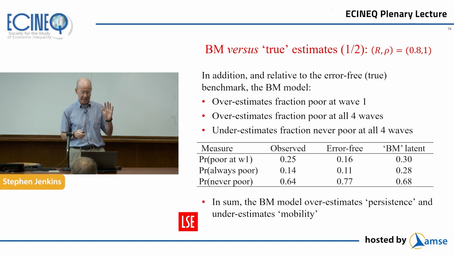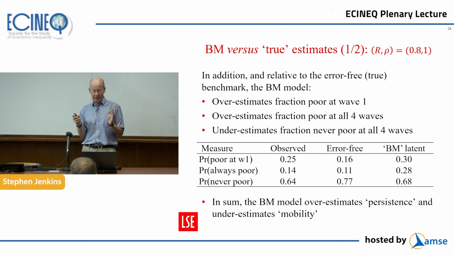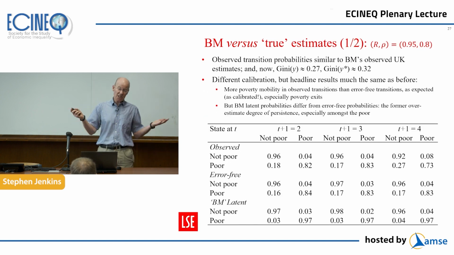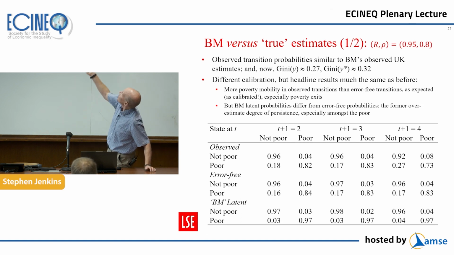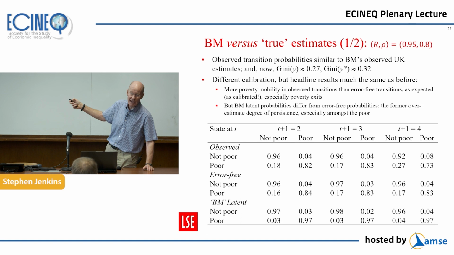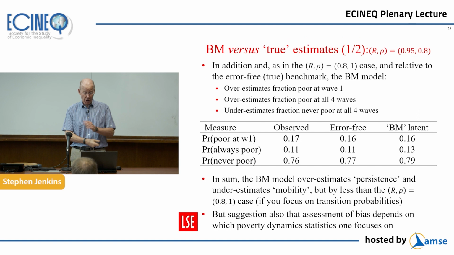In the interest of time, I won't go into more details, but basically their model is overestimating persistence and underestimating the degree of mobility that's going on. Is this just because of the way I've calibrated it? Well, not really. If you do it again, changing these 2 key parameters and fiddling around with other ones, you can see that the observed and the error-free are much closer. They do better here, but we're still way out. That's the bottom line, again, on this particular problem.